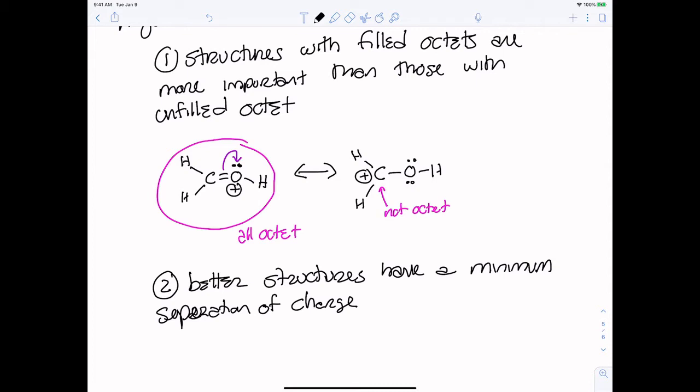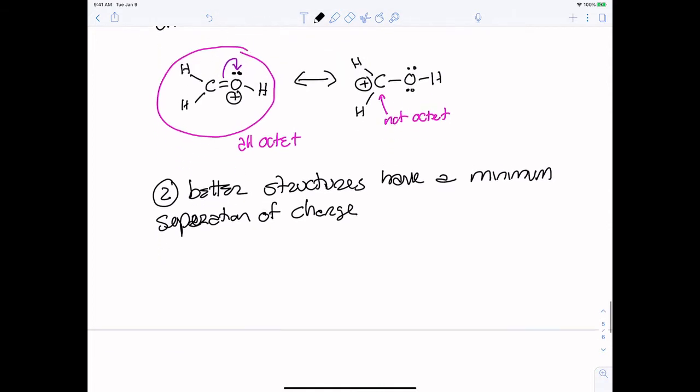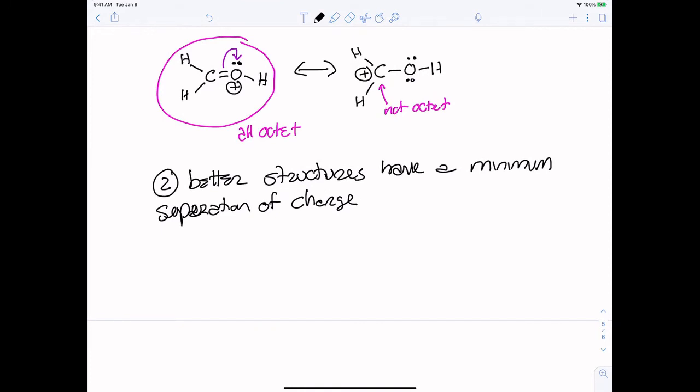So separation, you want less formal charge. Remember, net charge is always going to be the same. So an example for this one. And if I do my formal charge calculation on this, oxygen has a positive charge, and then this oxygen has a -1 charge.